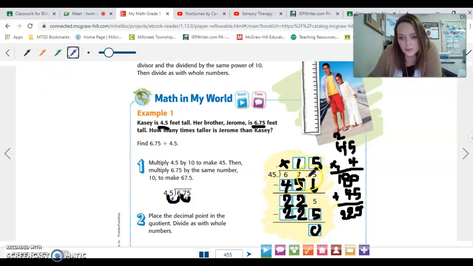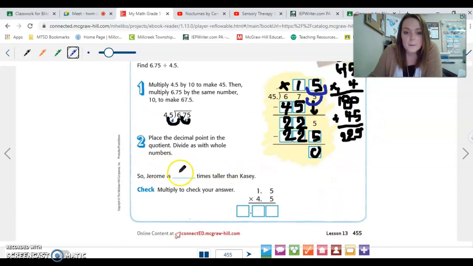We're going to look at our decimals really quick, and then we will have our complete answer. We're going to take my decimal in my answer, and I'm going to move it all the way to the end of my numbers one time. I'm going to go to the end of my answer and move one time to the left for my placement of my decimal. My answer is 1 5/10 taller. So we're going to put 1.5 times. So Jerome is 1.5 times taller than Casey.